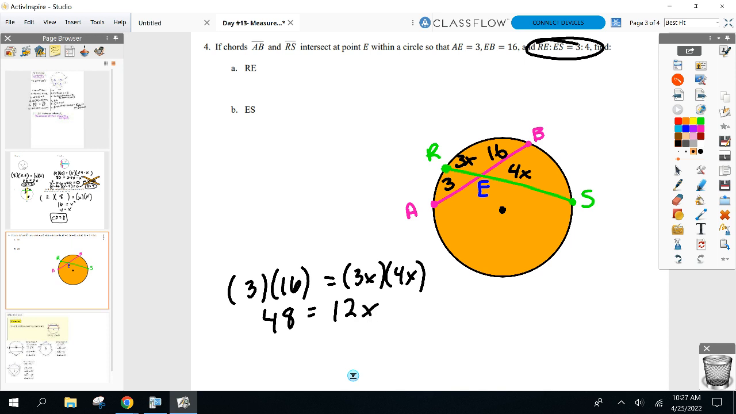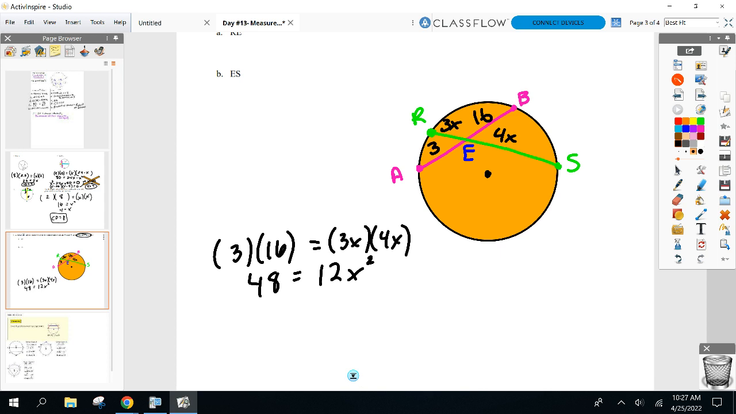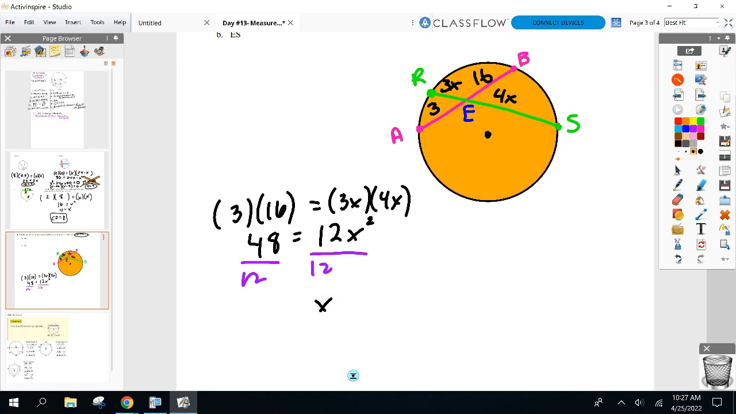12X squared. We okay? X times X is X squared. Now what's your next move? Yep, go ahead, get the 12 out of there. X squared equals 4. X equals 2. Go ahead and do part A and B now.